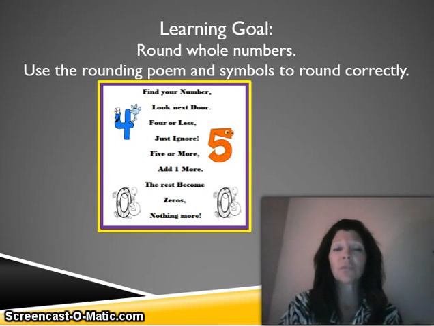Let's write these two learning goals down. Round whole numbers, and then I want you to use the rounding poem and symbols to round correctly. So if you'll write both of those learning goals down, I also want you in your notebook tonight to write down the rounding poem. It'll help you in the long run to remember how we need to round numbers in 5th grade. So take a moment. I want you to write all of those down.